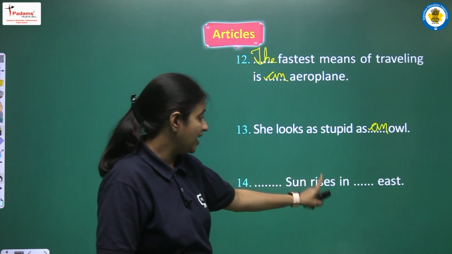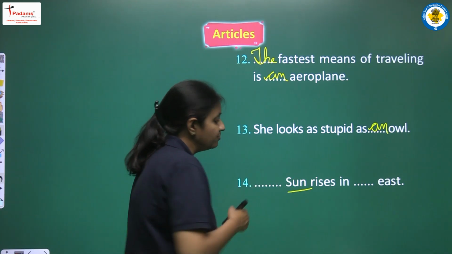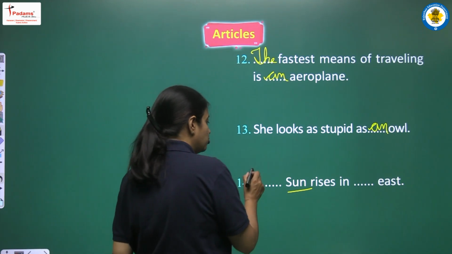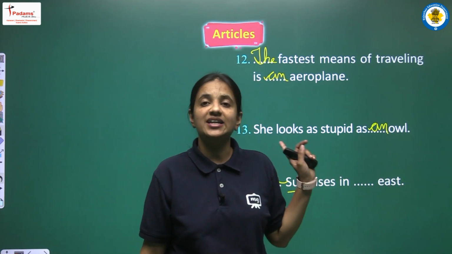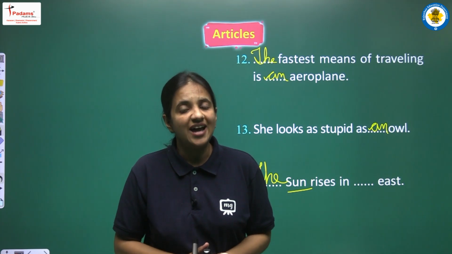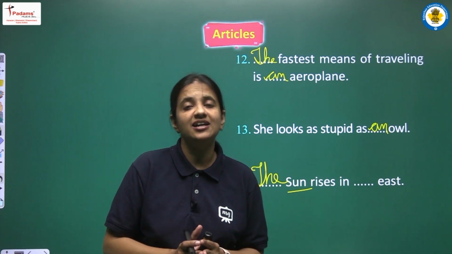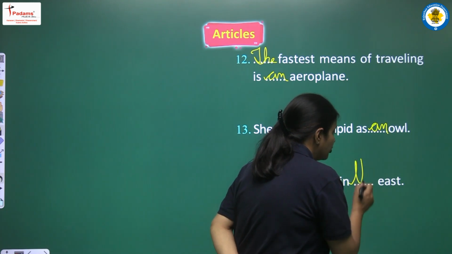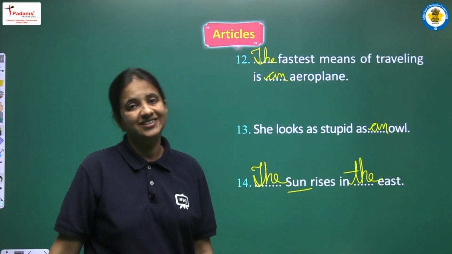Next is sun rises in east. So in this sentence we are having two blanks. The first blank is given to us before sun, that is in the category of unique things. So because of that reason we have to use the here before sun. Second blank is given to us before east. We all know that east, this is one of the direction, and yes, we have discussed this rule also, that all the direction east, west, south and north if we are having, so we have to use the article before the directions. So the same rule is applicable here. So we have to use the before east. So the sentence will be, the sun rises in the east.